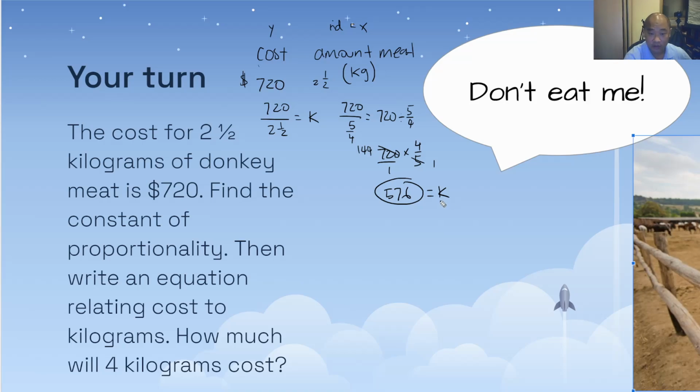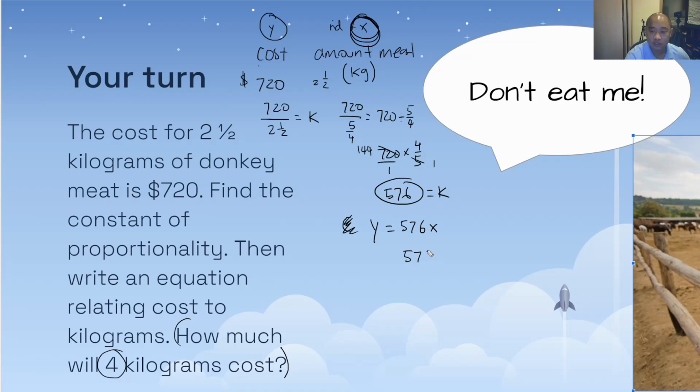So now that we have our K, we can write an equation relating the cost to the number of kilograms, right? So the cost is our C or our Y. Let's just use the letter Y because we're already using Y and X, right? So our Y is going to be equal to 576 times X. So if we put X as 4, which is what the final part of the question is asking us, how much is 4 kilograms? We just put 4 into X, right? Because X is our amount of meat. We can find it for any amount of meat now, right?